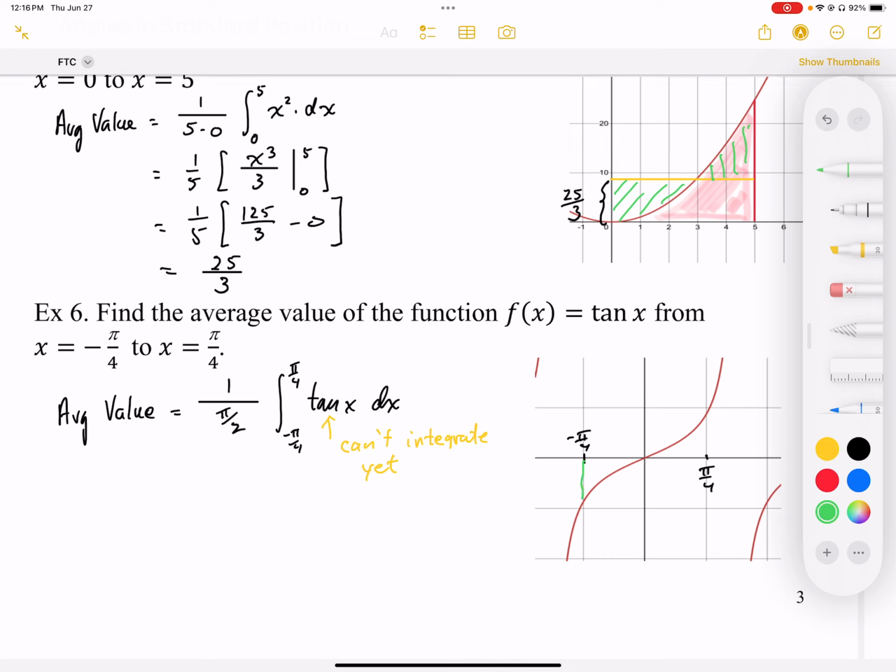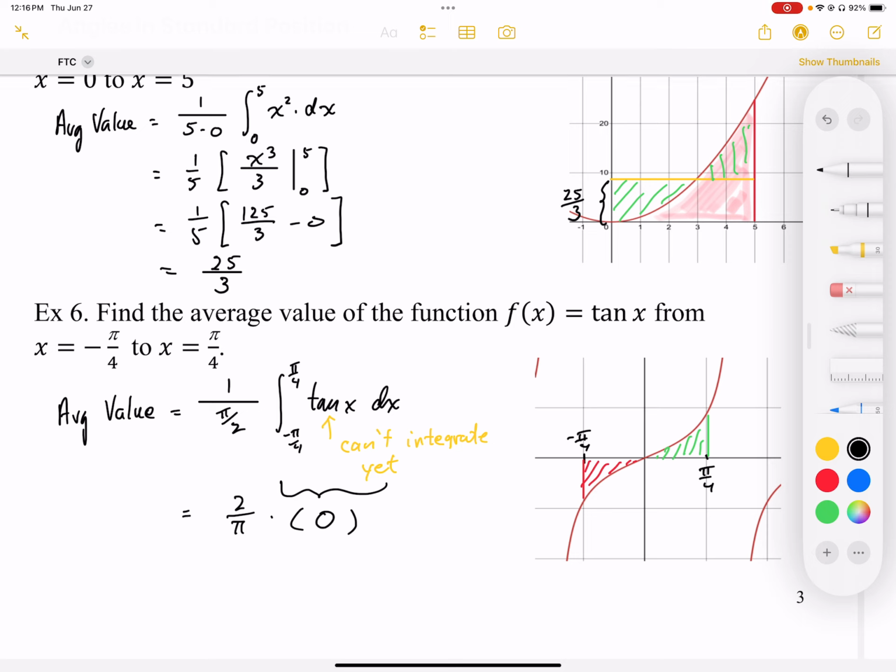However, if I actually take a look at the area here, because of the symmetry of the graph, and it's important because of the symmetry of the graph. If I take a look at the area underneath this graph, from negative pi over 4 to 0, and the area from 0 to pi over 4, they are equal and they're going to cancel out. So because of the symmetry, although I can't actually work out the antiderivative for this, I know the integral is equal to 0.